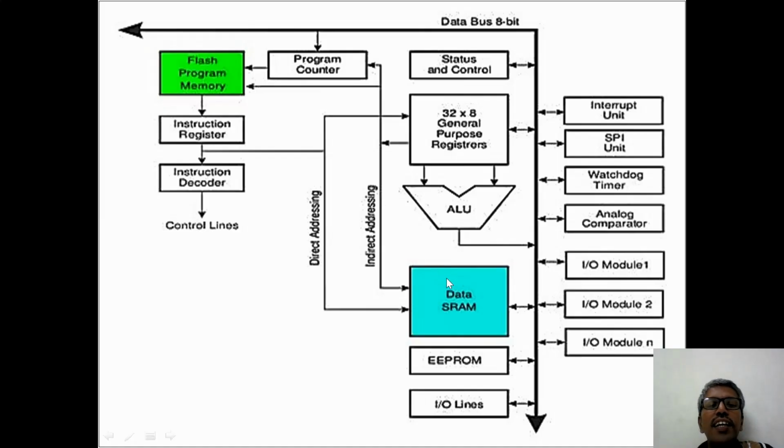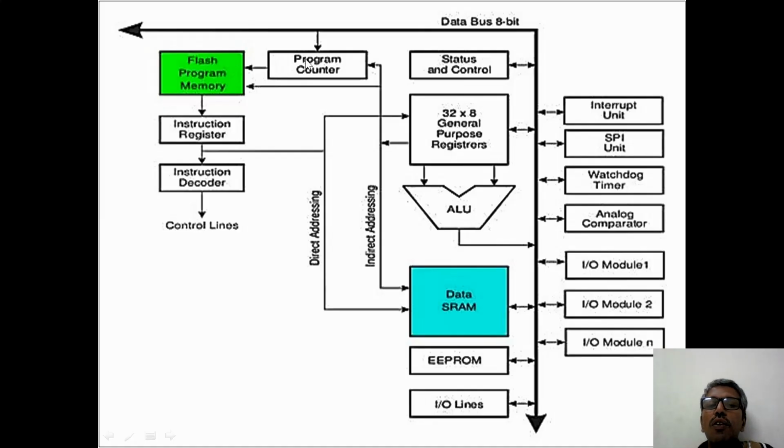Then we have two types of memory, program memory and data memory. The program memory is a flash memory which is used to store the program. The program is nothing but a group of instructions.